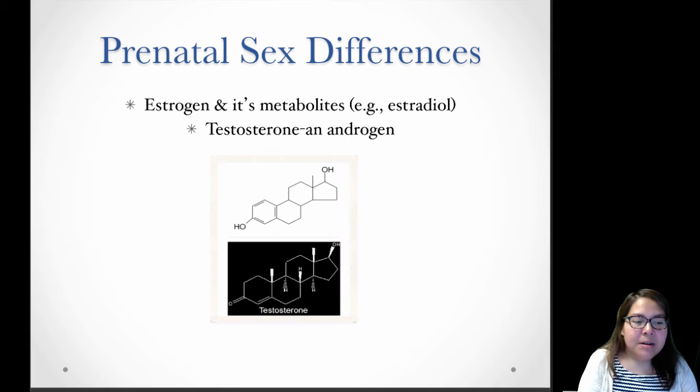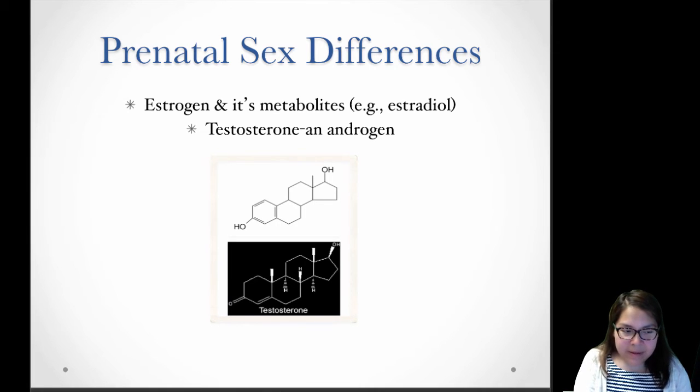Given this process, there are multiple steps where things can vary in development. For example, high levels of androgens predispose the fetus, whether male or female, to develop a sexual preference for women.